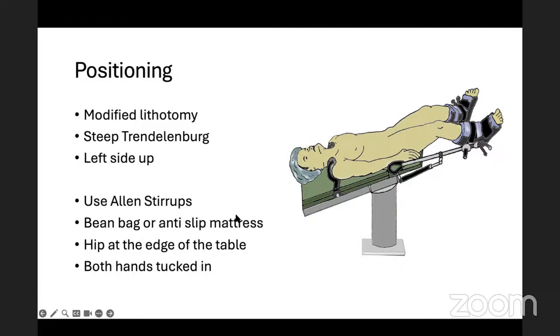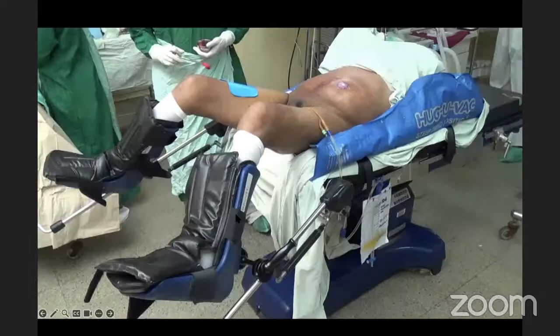So this is the position that we usually use. This is one of our patients. We've got the Allen stirrups here. The patient's at the edge of the table. Both hands have been tucked in, and we've got this anti-slip mattress so that the patient does not slip down.